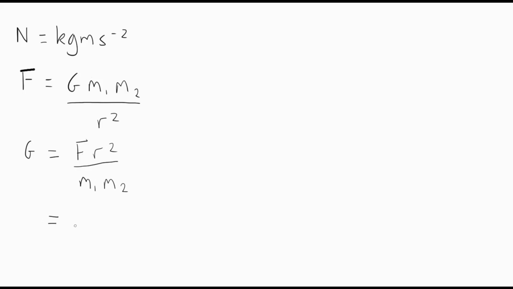Well, F is a force, so that's measured in newtons. R is a distance, so that's going to be measured in meters squared. And here on the bottom we've got kilograms multiplied by kilograms, so that's going to be kilograms squared. Now if you look at G in your data booklet, it will give you the units as newtons times meters squared times kilogram to the minus 2. But this is not quite yet into fundamental units. Remember, the Newton is not fundamental. The Newton is in fact kg m s to the minus 2.